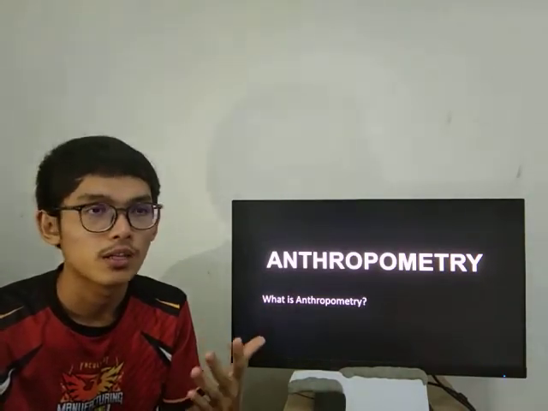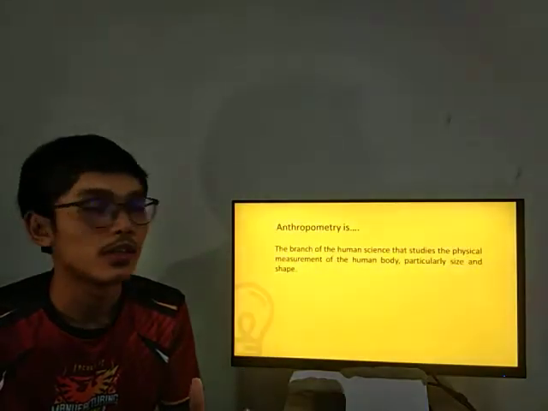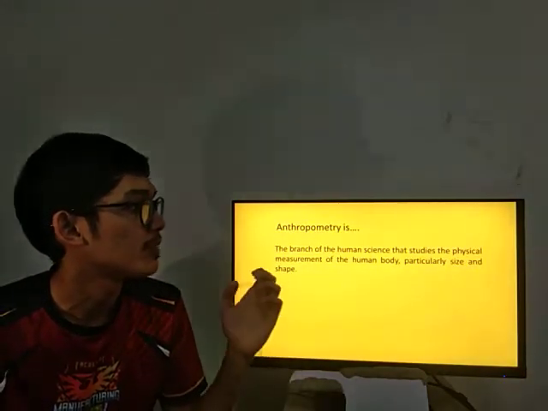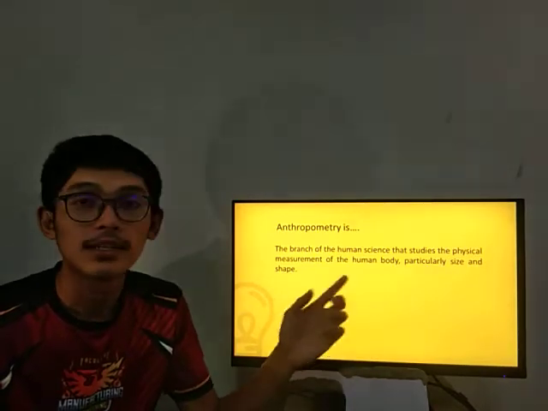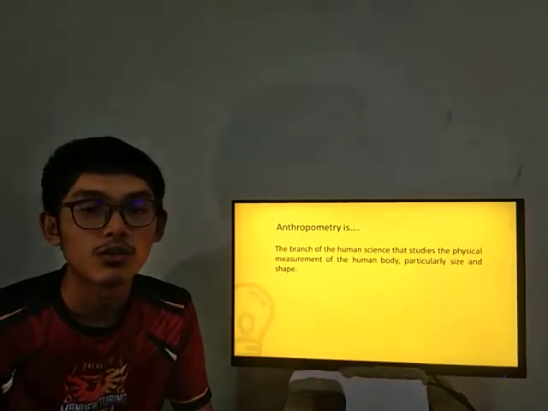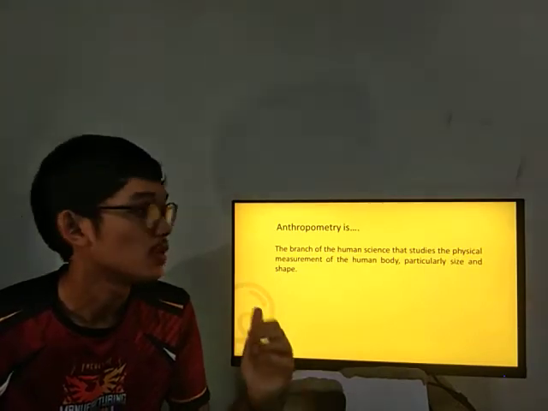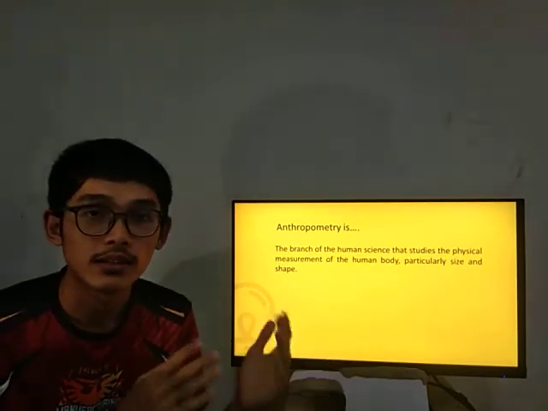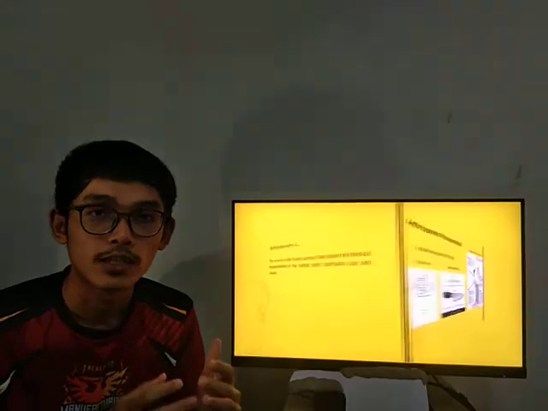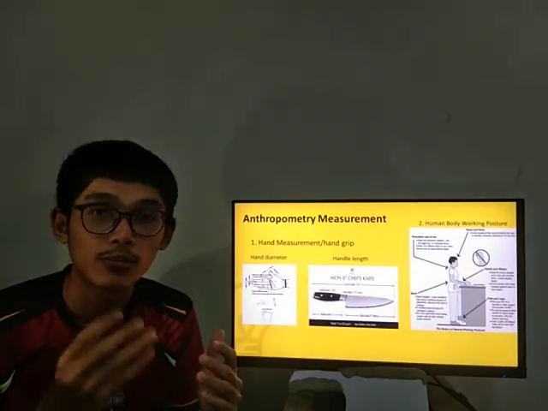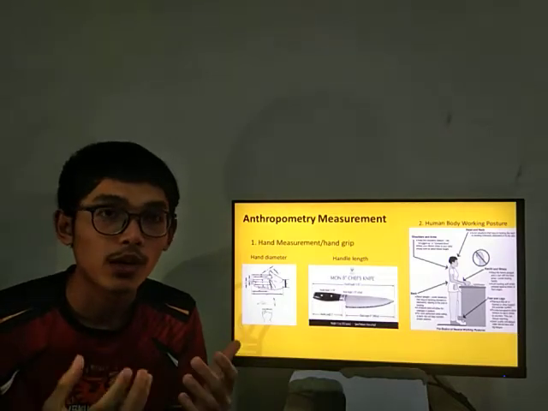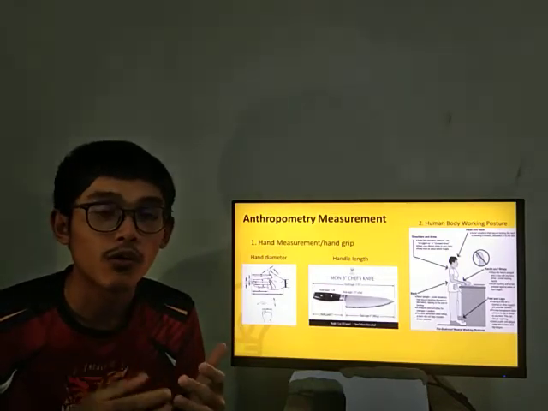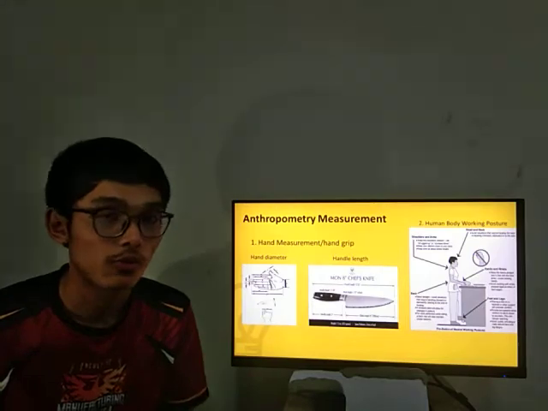So what is anthropometry actually? Anthropometry is the branch of human science that studies the physical measurement of the human body, particularly size and shape. So what is the relationship between anthropometry and the 10 concepts? Basically we want to make our knife or product suitable and ergonomic for the end user to use our product.